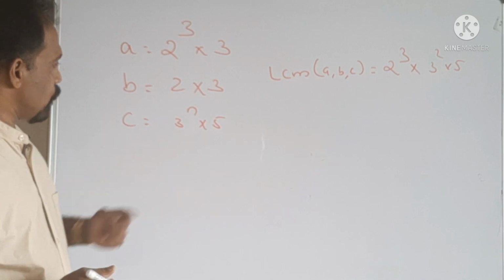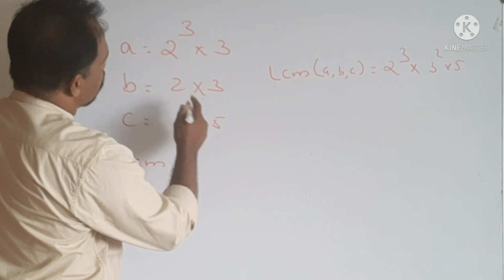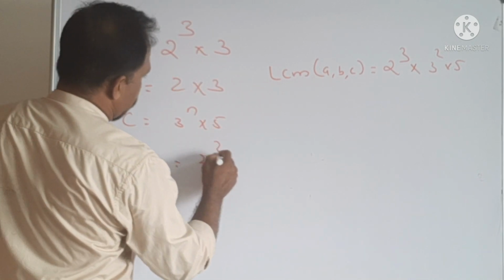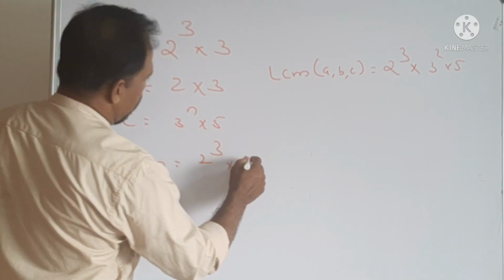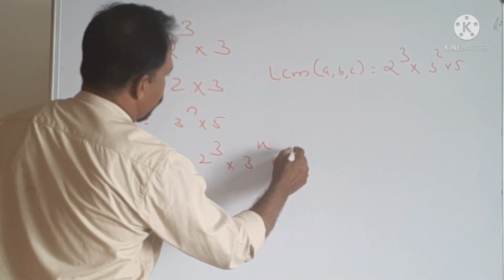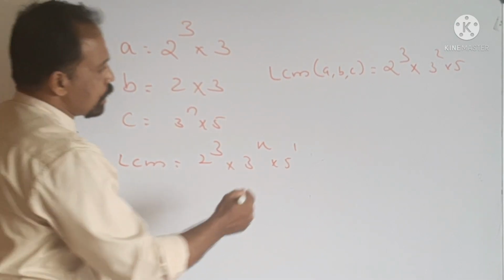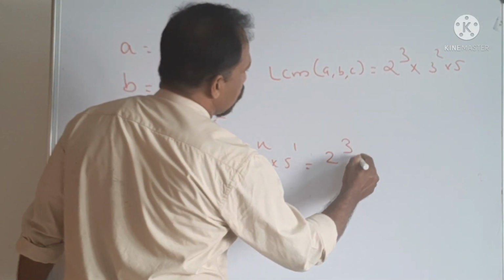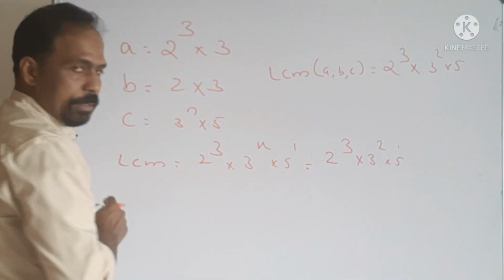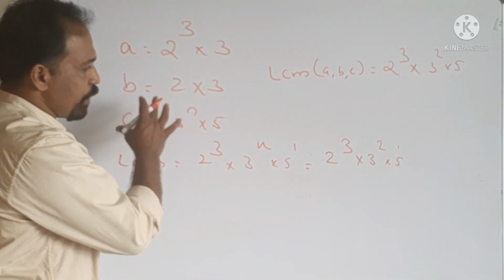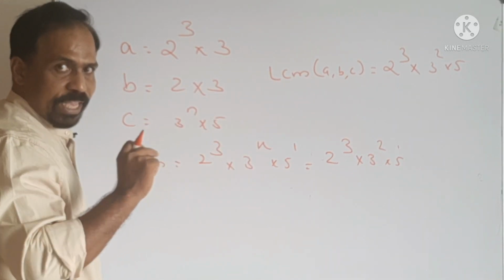So the LCM of these numbers, as far as 2 is concerned, we have 2 to the power 3. As far as 3 is concerned, 3 to the power n and 5 to the power 1. And the LCM is already given to us. What is this? LCM is 2 to the power 3, 3 to the power 2 and 5. Now both are equal, isn't it? LCM is given to us and we found out one LCM. Now equate the exponents.